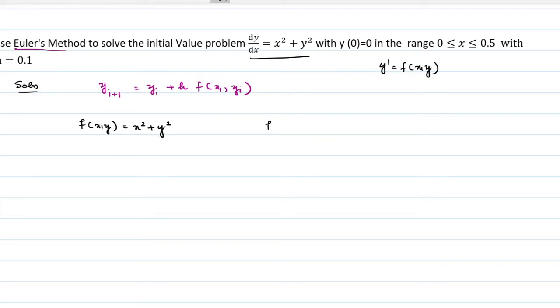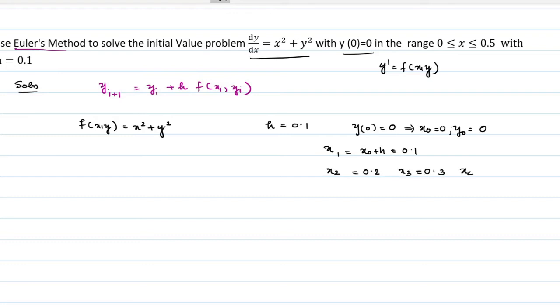And what is h here? h is 0.1. And what is the initial condition? y of 0 is equal to 0. That means x0 will be equal to 0 and y0 will be equal to 0. What is x1? x1 is x0 plus h, that is equal to 0 plus 0.1, it is 0.1. What is x2? x2 is equal to 0.2. x3 is equal to, what is it? 0.3. What is x4? x4 is 0.4. And what is x5? x5 is 0.5.